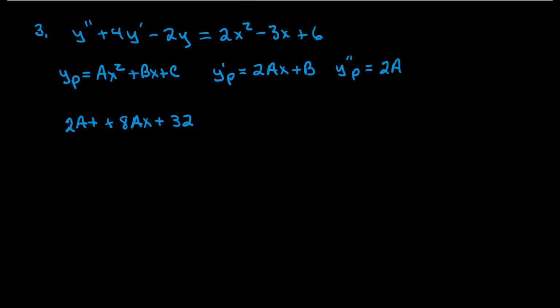And then the last thing we're going to do is we're going to substitute the ax squared plus bx plus c into y, which means we're going to need to multiply by 2. So we have a minus 2ax squared minus 2bx minus 2c equals, we have our 2x squared minus 3x plus 6.